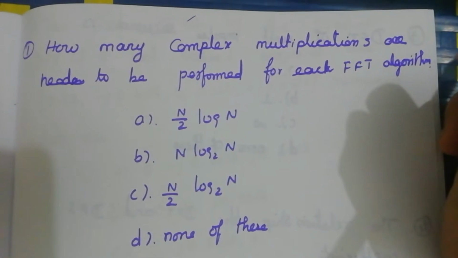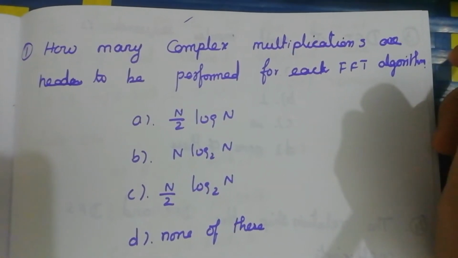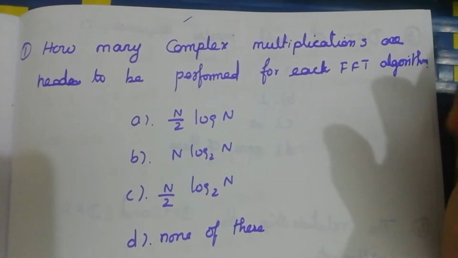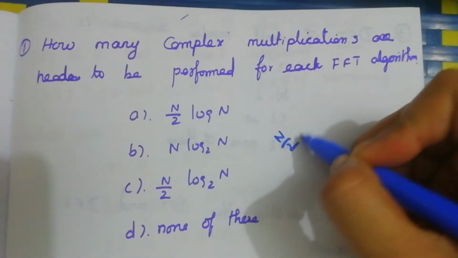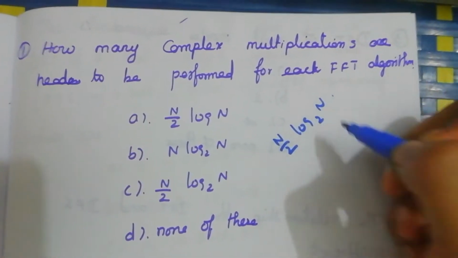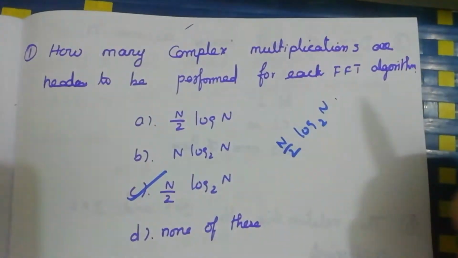So first question, how many complex multiplications need to be performed for each FFT algorithm? That is N by 2 log base 2 N. So here the answer is C.